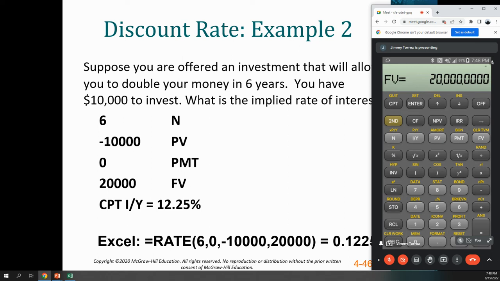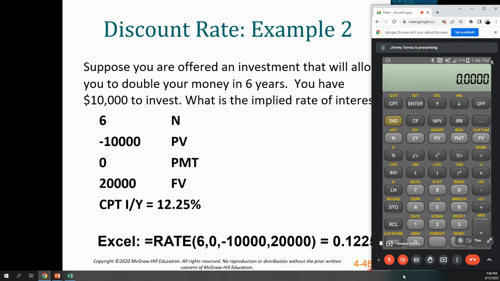So here, after I hit enter, I want to hit compute, I/Y, which will give me the interest rate, which in this case is 12.2462, or rounding up, 12.25.